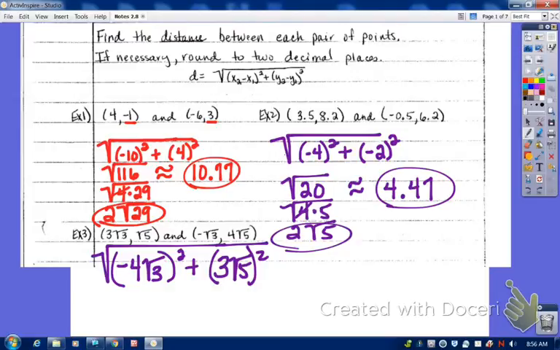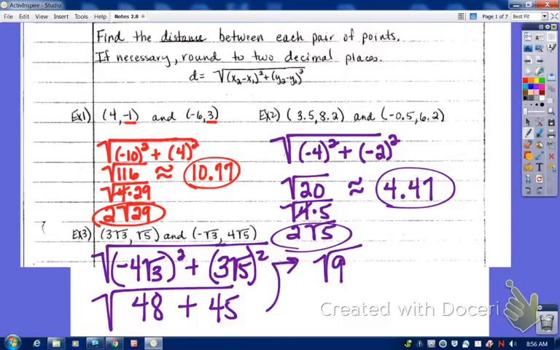So negative 4 squared is 16. Square root of 3 squared is 3. 16 times 3 is 48. 3 square root of 5 squared: 3 squared is 9. Square root of 5 squared is 5. 9 times 5 is 45. So you get the square root of 48 plus 45, which combines to be 93. The square root of 93 is simplified as far as a radical form. Nothing goes into 93 that's a perfect square as far as I know. And then you would use your calculator to give a rounded decimal answer.